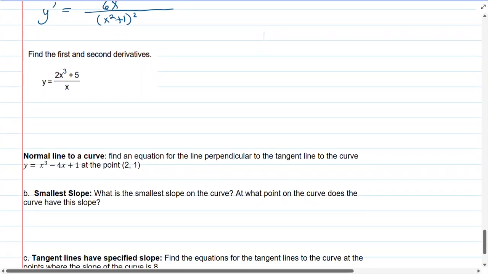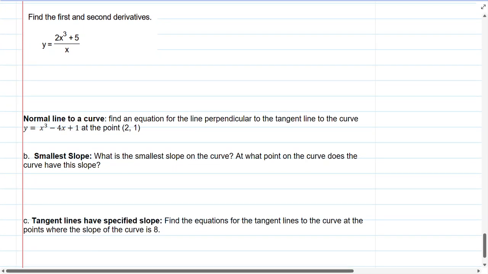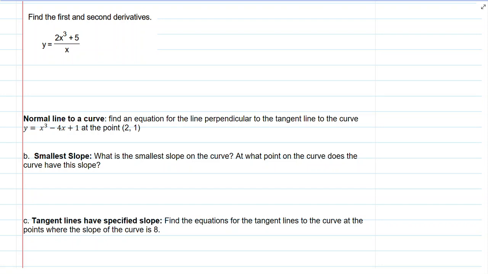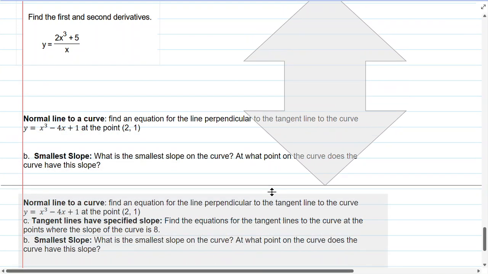Right. Now we're doing one with a second as well as a first derivative. And of course, it looks ugly, but we can do it. Yes? Yes. We're going to stay calm and we're going to get this done. Let me have some space here.